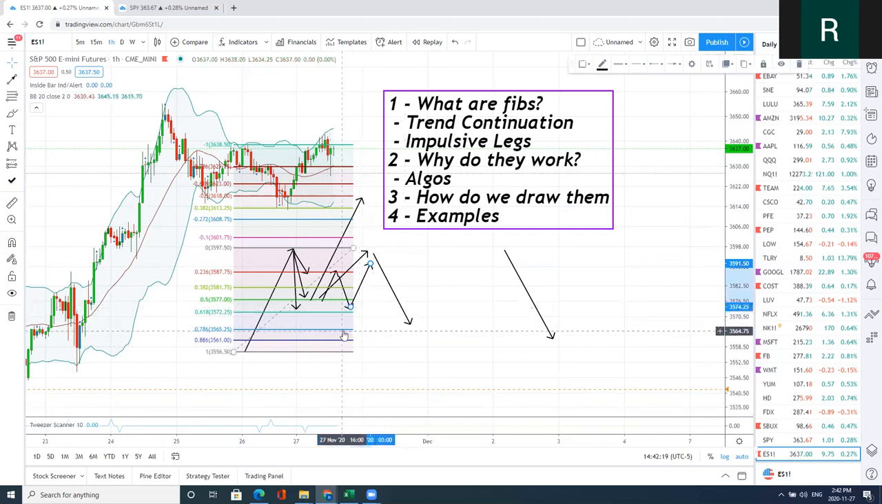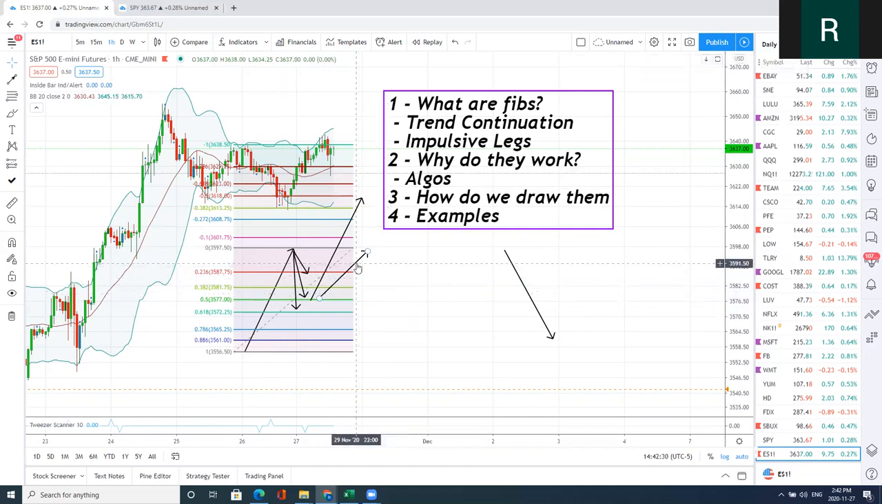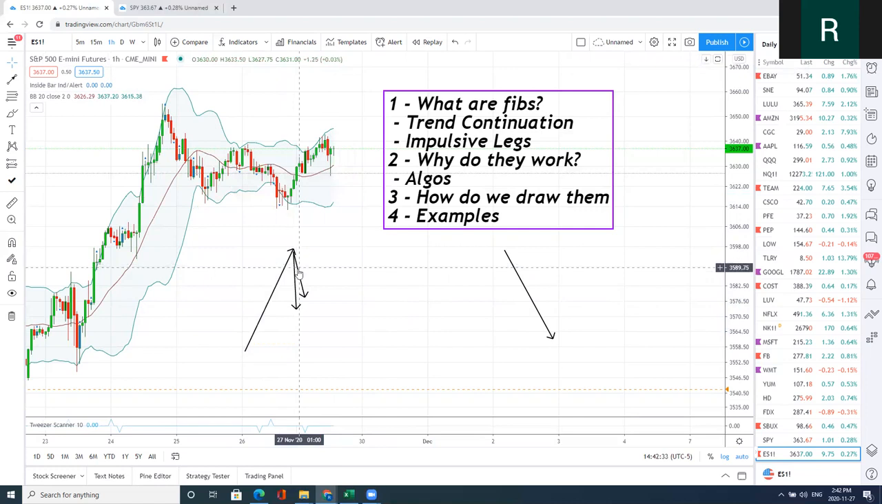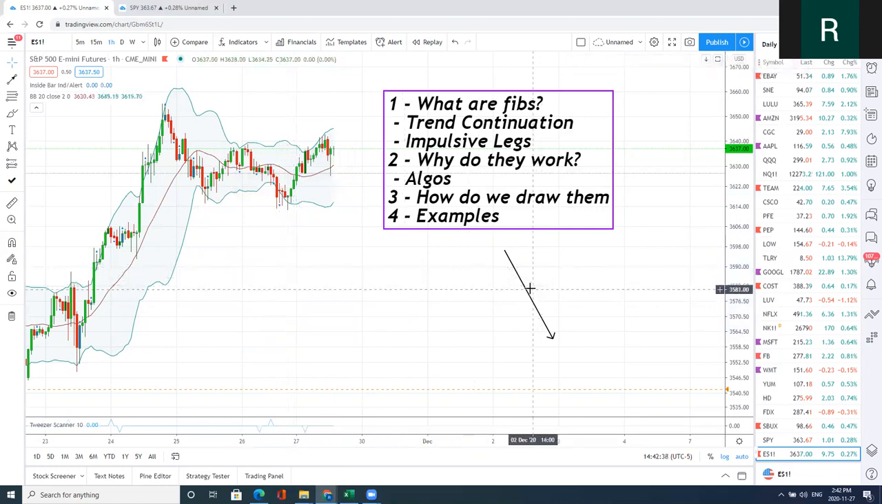But the main point is these areas are good areas to look for bounces, okay? So that's how we look at it from the long side. Now from the short side, it's exactly the same thing. It's just flipped, right? And then I'm going to show you guys a lot of examples in this series to really, really help you guys hit the point home, okay?